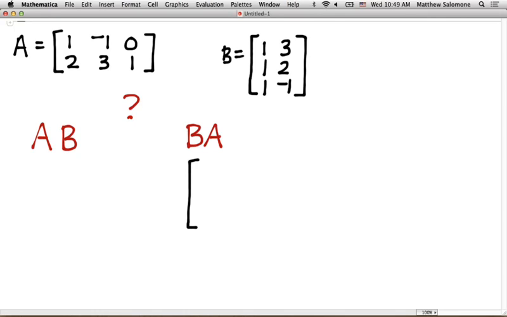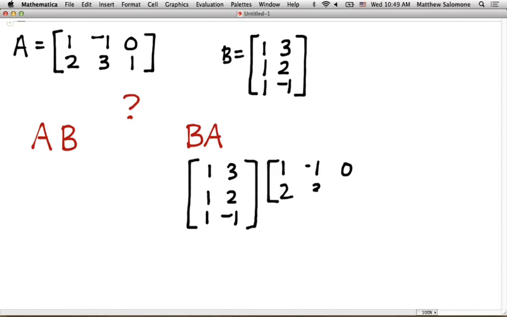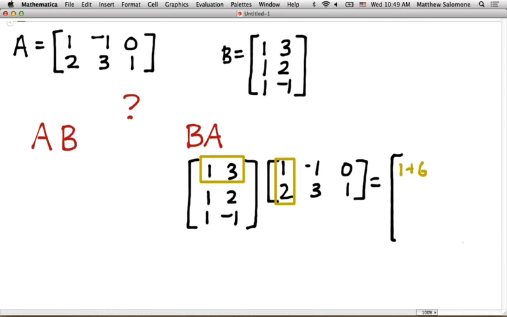So B times A is [1, 1, 1; 3, 2, -1] times [1, -1, 0; 2, 3, 1]. So to find this product, what do I have to do? Go across the row of the first matrix and down the column of the second matrix, and that's going to give me each of the entries of their product. So this first entry of the product is going to be 1 times 1 plus 3 times 2. So the first entry in the product of these matrices is 1 plus 6. We'll make that into a 7 in a second.